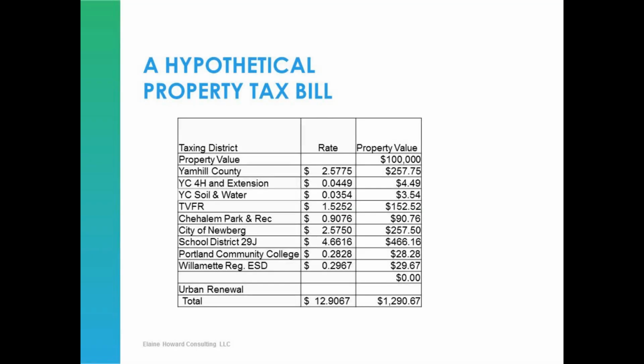The following set of graphics illustrate the process of calculating the division of tax revenue for a single property. The graphic shows a hypothetical property tax bill for a property in the City of Newberg. The property has an assessed value of $100,000 with a property tax rate of roughly $13 per $1,000 of assessed value. The owner of this property would pay $1,290.67 in permanent rate property taxes.